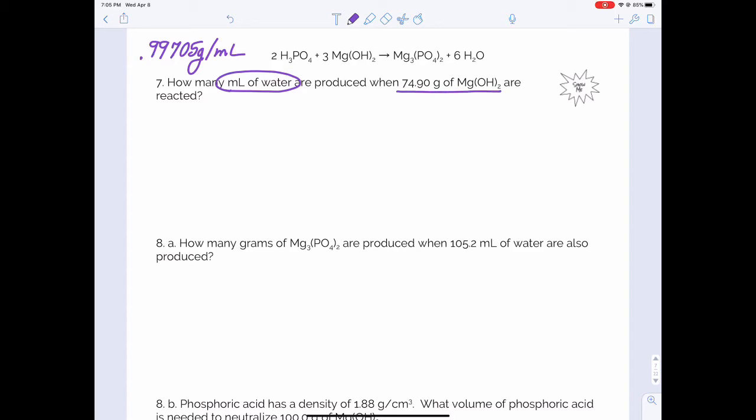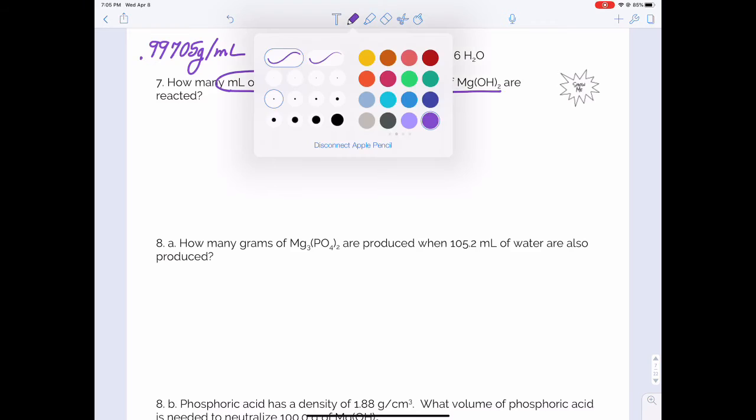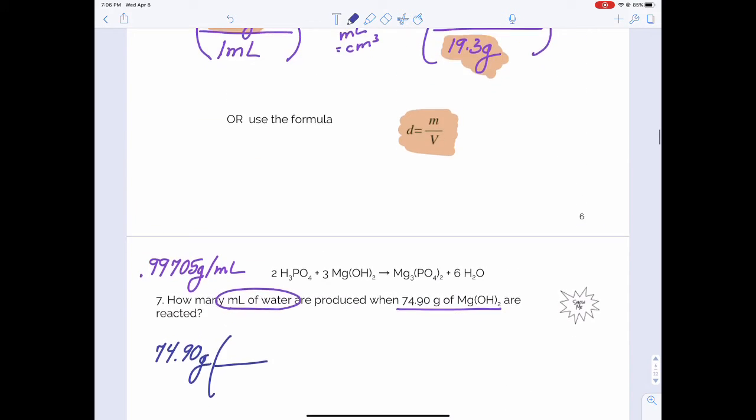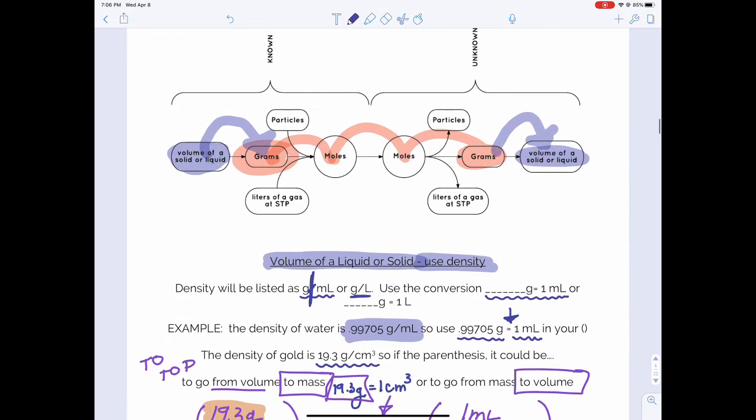I'm going to start with 74.90 grams of magnesium hydroxide. So of course I take the number that I start with and put that out front. And the first thing that I always do is convert to moles. So if you think back to the mole map that we were using, where am I starting in this problem? Well, I'm starting at grams. And so the first thing I need to do is convert to moles of magnesium hydroxide.